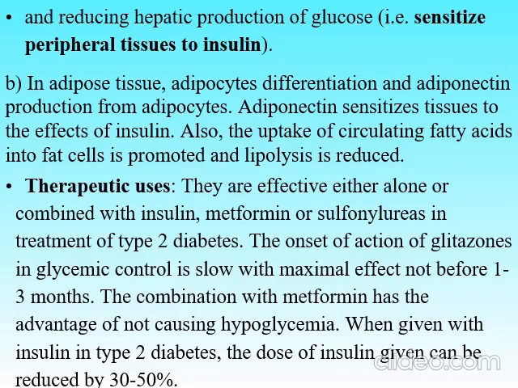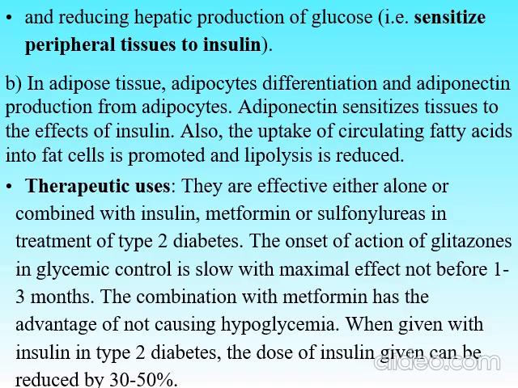It means it sensitizes the peripheral tissue to insulin, or sensitizes the insulin receptor. In adipose tissue, it promotes adipocyte differentiation and adiponectin production from adipocytes. Adiponectin sensitizes tissue to the effect of insulin. Also, the uptake of circulating fatty acid into fat cells is promoted and lipolysis is reduced.